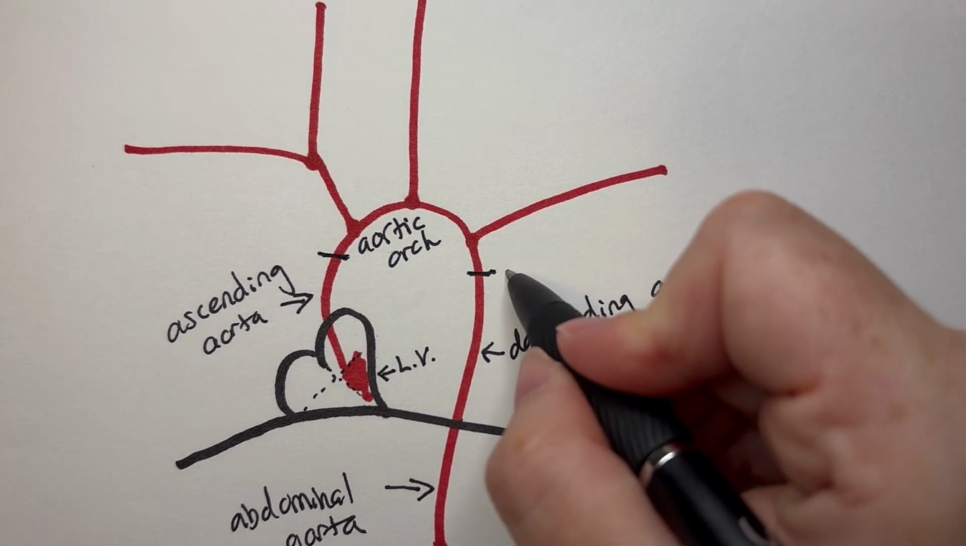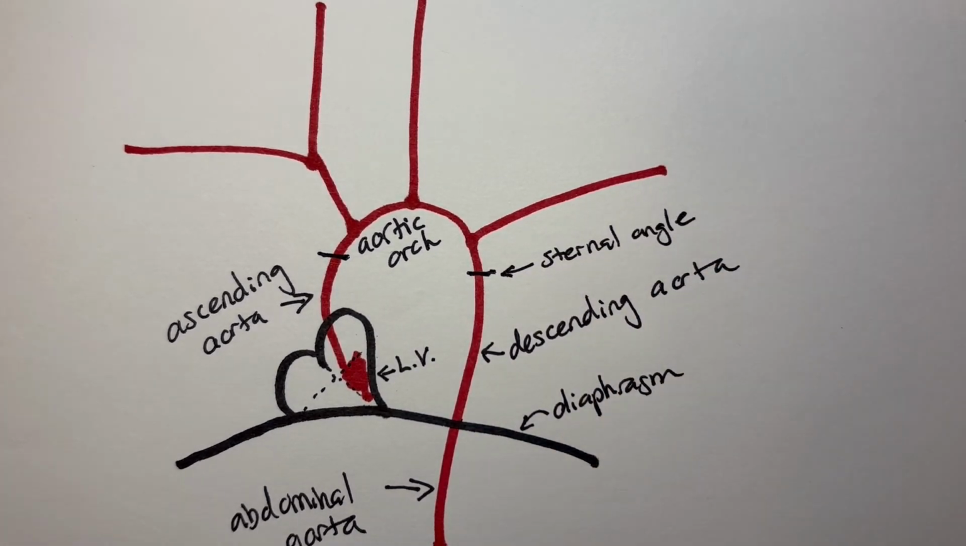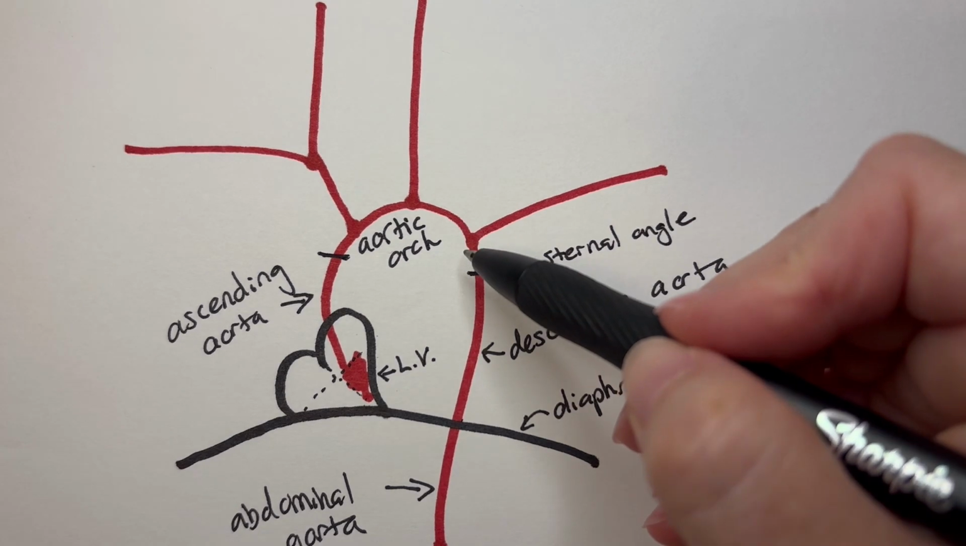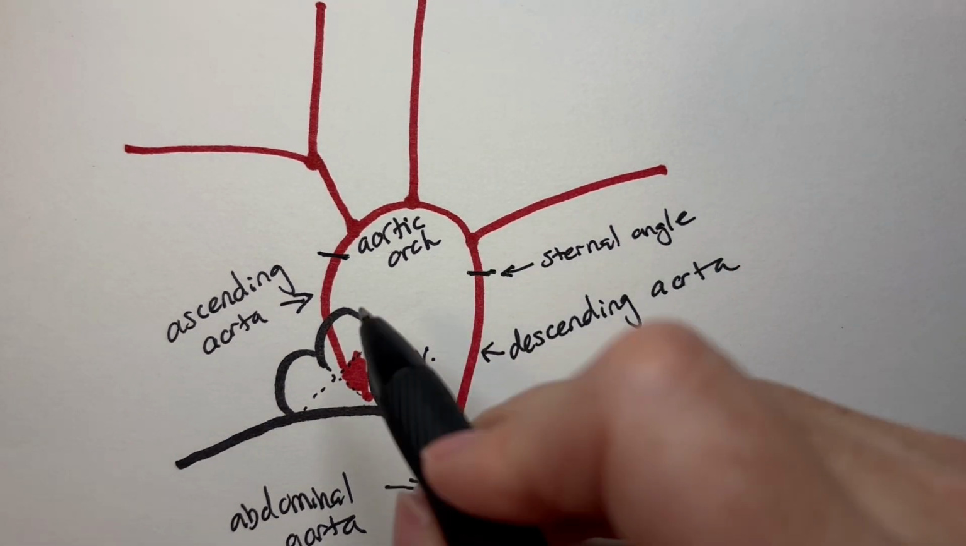The other parts of the aorta also change names at this landmark, which is the sternal angle. You can't usually see that though, so really you can judge by when blood flow direction is changing.